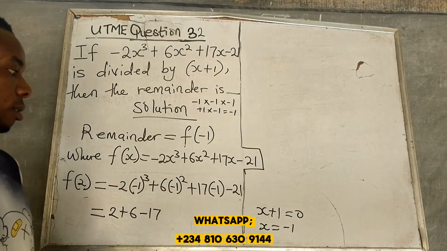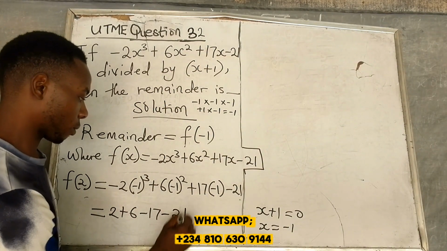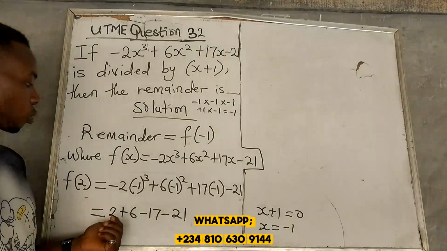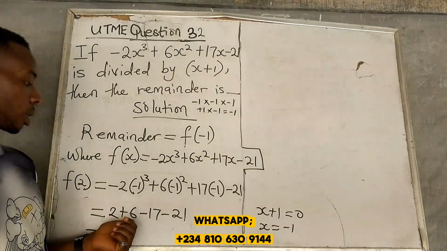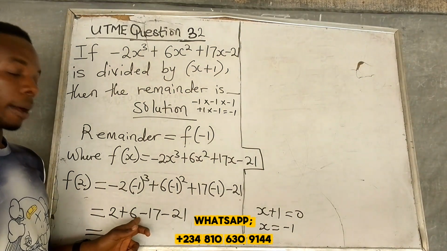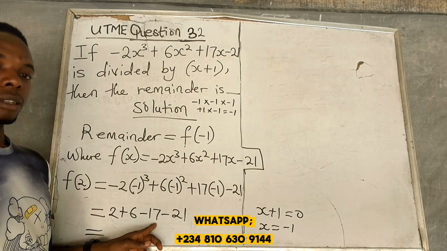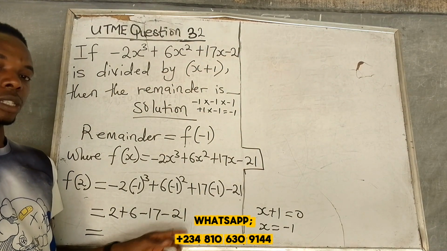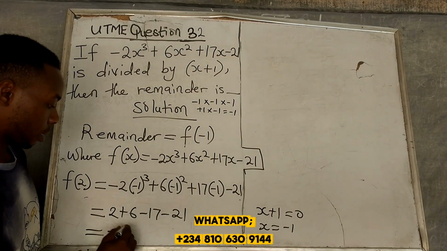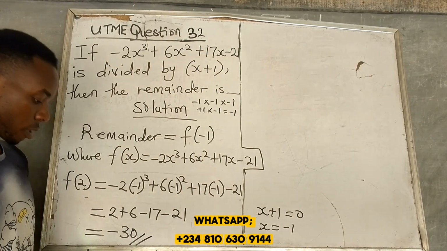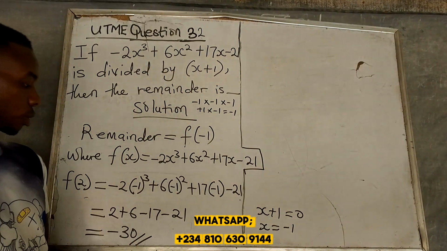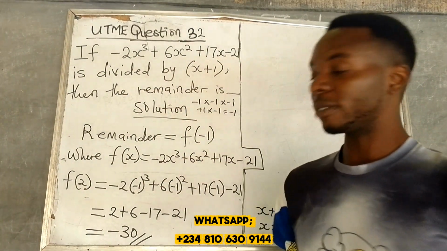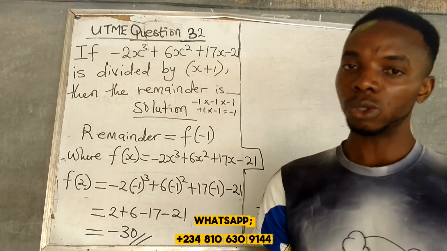And the last number that is there is minus 21. So this will be equal to 2 plus 6 is 8. 8 minus 17 will give us minus 9. And minus 9 minus 21 gives us minus 30, which is the remainder. So the answer to this question is minus 30, as you can see here. So it is actually very simple and very straightforward, and it's also short.